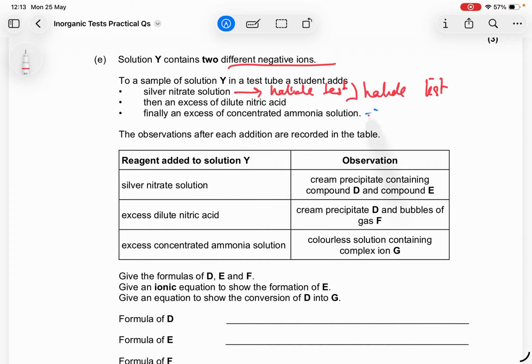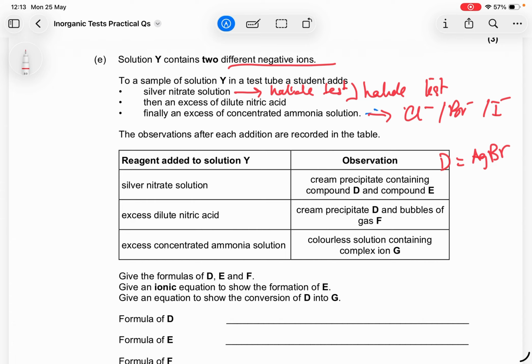Finally, excess ammonia: we're testing whether the halide dissolves or not. So we're looking at the chloride, bromide, and iodide test, or AgCl, AgBr, AgI test. Cream precipitate, so D must be silver bromide.